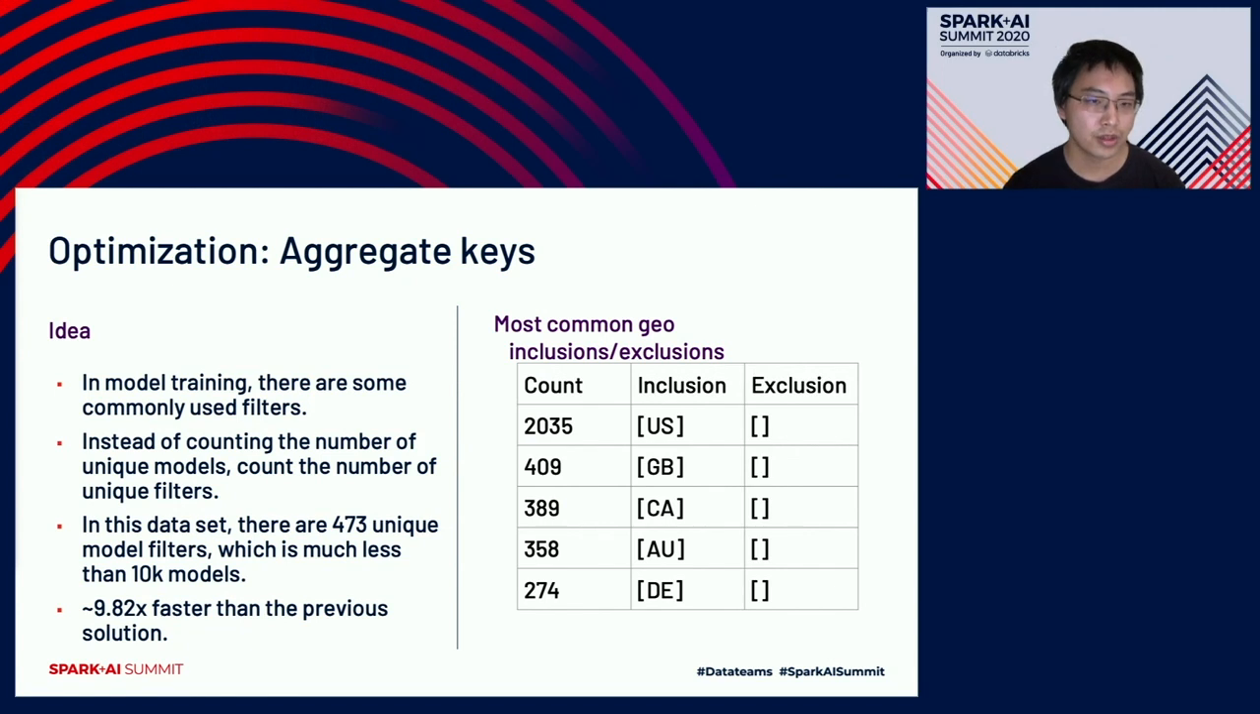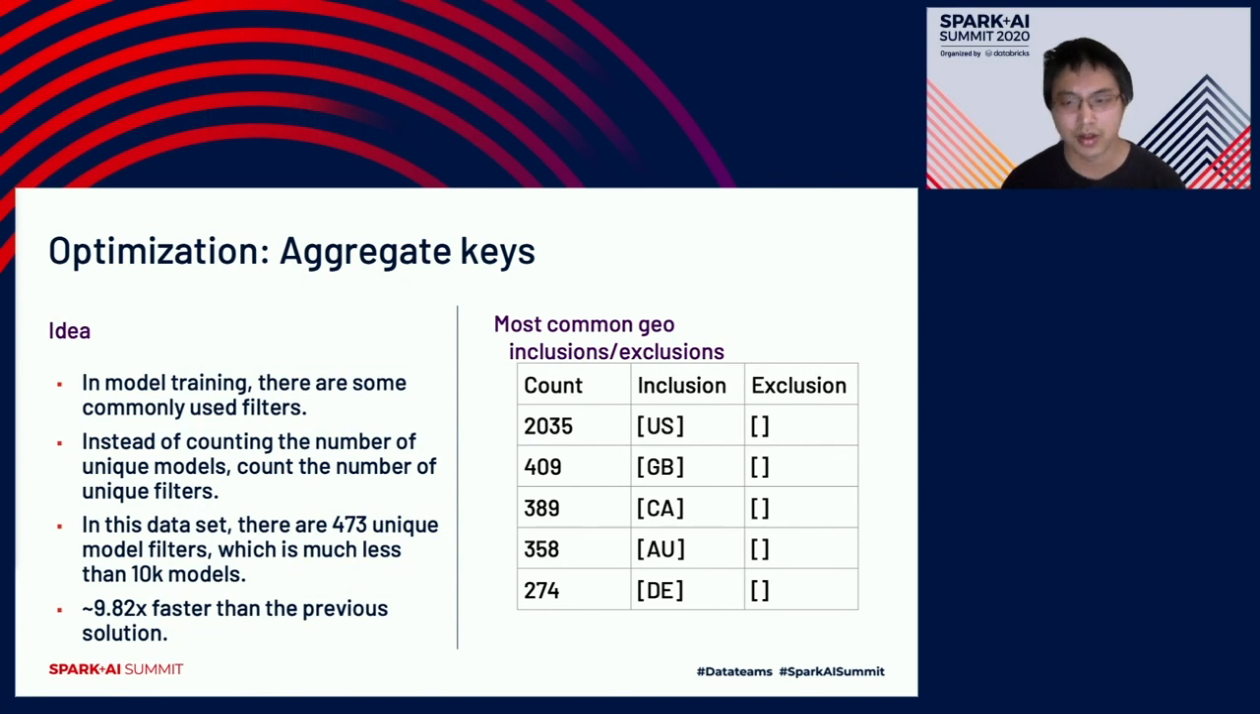So what we're going to do instead is count on the number of unique model filters instead of the number of unique models. And it turns out in this data set, there are about 473 model filters, which is about 20 times less than the 10,000 models. So we're going to write our Pandas function to iterate over the unique filters instead of the unique models. And it turns out this is really, really powerful. It makes our solution about 10 times faster than the previous solution.